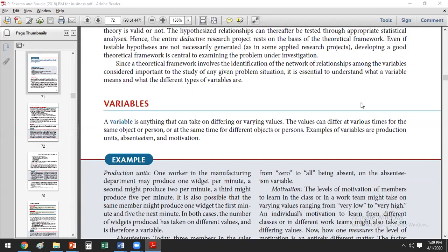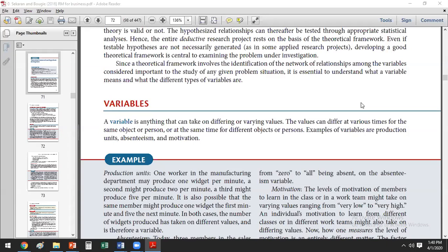Variables. So, what do you think variables are? Variables basically is a second name of a concept. It is anything that can take on varying values. Okay, ye vary se nikla hai basically. So a variable is anything that can take on varying values, differing values. The values can differ at various times for the same object or person, or at the same time for different objects or persons. Same object or person pe, object pe bhi, person pe bhi, aur same time dono pe.